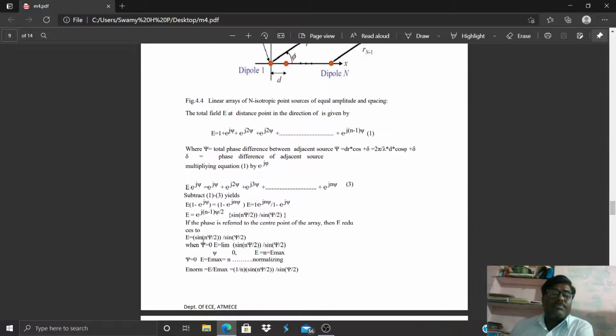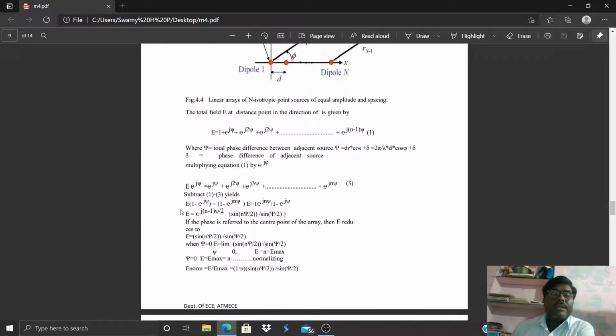Okay, so subtracting, you will get E into (1 minus e to the power of j psi), E common. 1 minus e to the power of j psi is equal to 1 minus e to the power of j n psi. So E is equal to e to the power of j (n minus 1) psi by 2 into sin(n psi by 2) divided by sin(psi by 2).